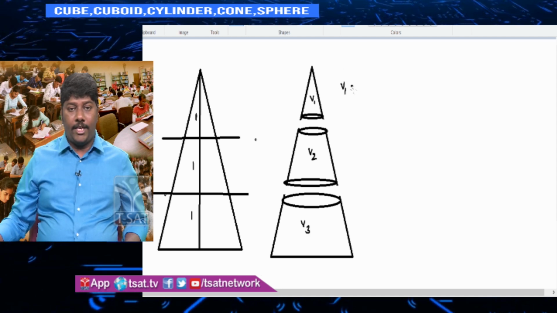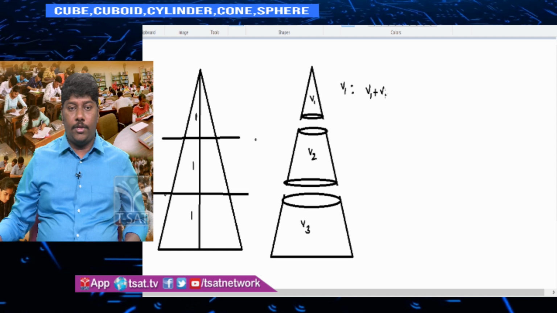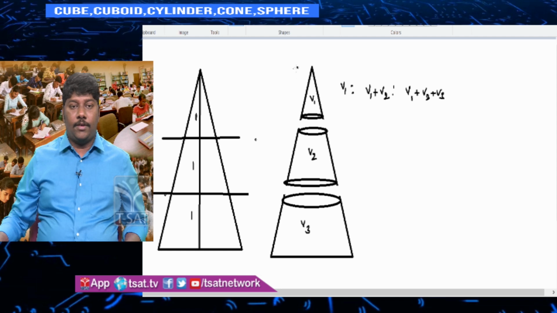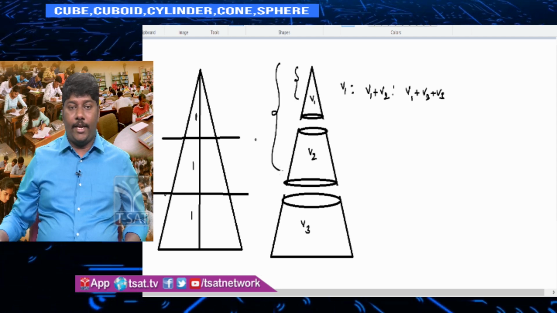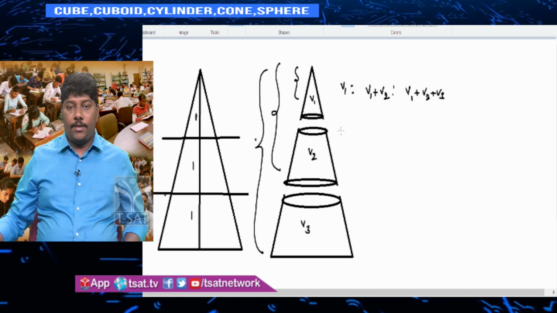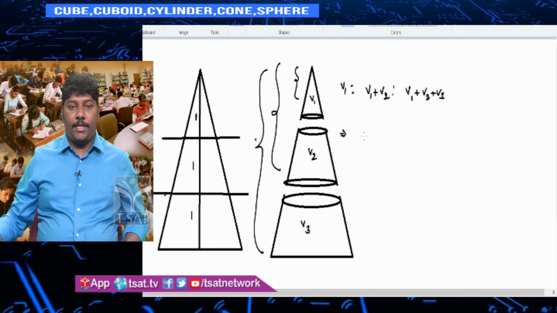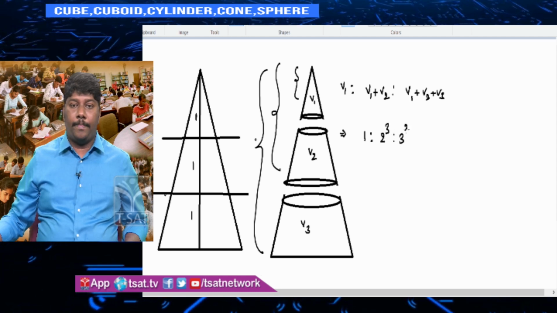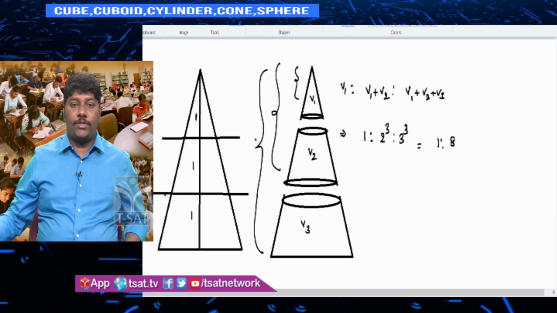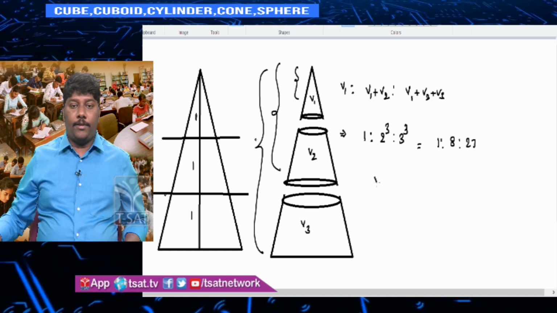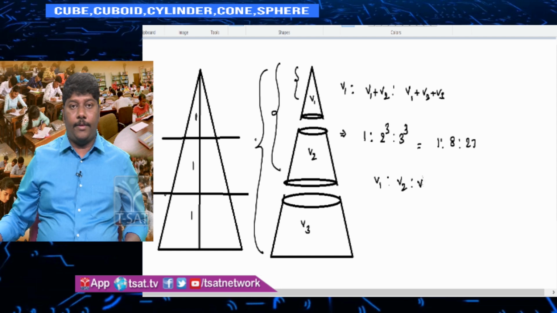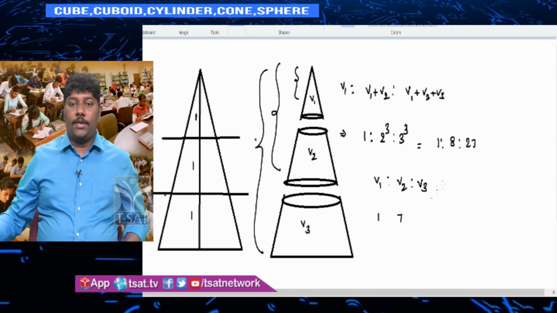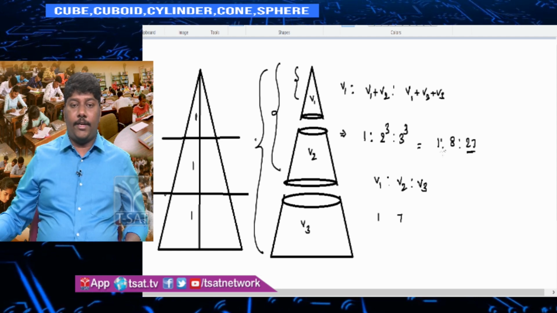I know volume 1 is V1, volume 1 plus volume 2 is the second cone, volume 1 plus volume 2 plus volume 3 is the third cone, which means first cone, second cone, third cone. We know sides are in the ratio 1:2:3, therefore volumes are in the ratio 1 cube is to 2 cube is to 3 cube, which is 1:8:27. If V1 is 1, then V2 is 7, and V3 is, out of this 27 you subtract 8, it will be 19.